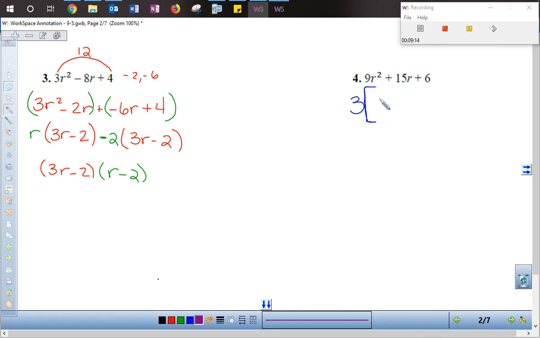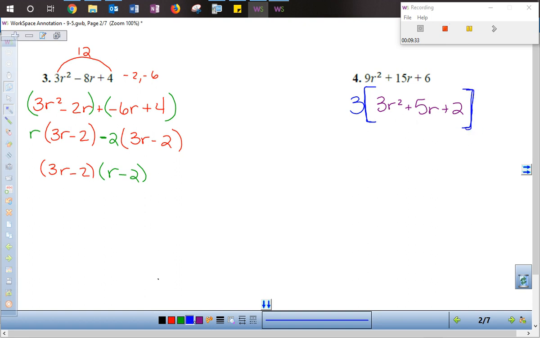9r squared divided by 3 leaves me with 3r squared. 15r divided by 3 leaves me with 5r. And 6 divided by 3 leaves me with 2. Then we can close our brackets. Now on the inside we need to keep going.